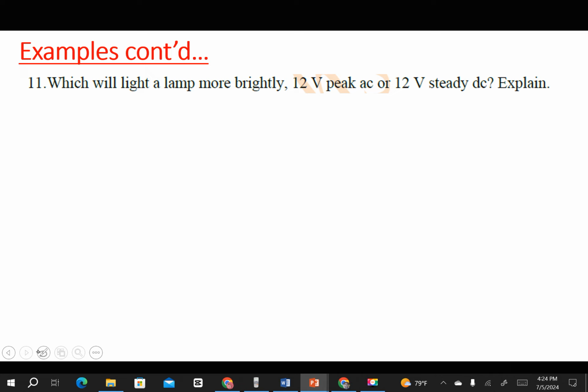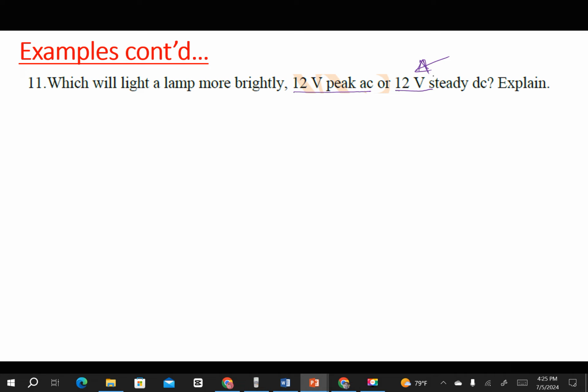Is it a 12 volts peak AC or a 12 volts steady DC? I always ask my students such a question just to check if they have understood what we mean, or what the implication of root mean square values is. So we have 12 volts AC and we have 12 volts steady DC.